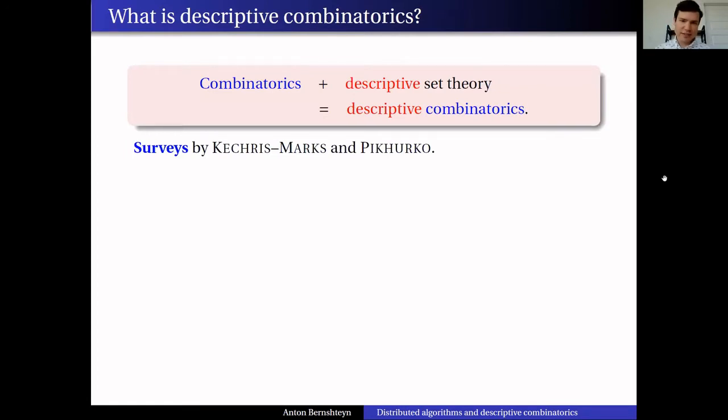This is a subject that emerged in the last 20 or 25 years out of the interactions between combinatorics, and especially graph theory on the one hand, and a field called descriptive set theory on the other hand. And there are some nice surveys by Kechris and Marks and Pikhurko that you can look up.